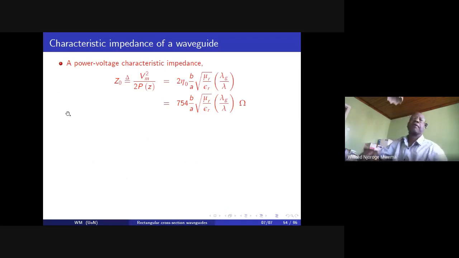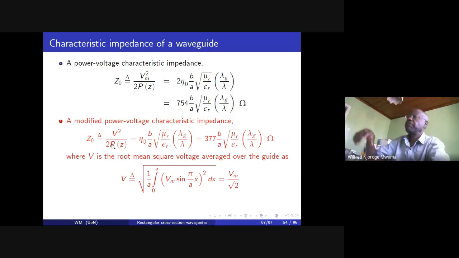Now, another variation is the power-voltage characteristic impedance, where instead of the current, we use the voltage. Again, we get Z0 given by Vm squared by 2Pz, and we get a value of 754 B by A root mu R by epsilon R of lambda G by lambda ohms.